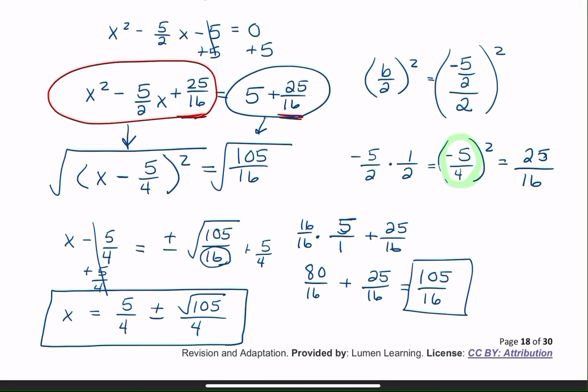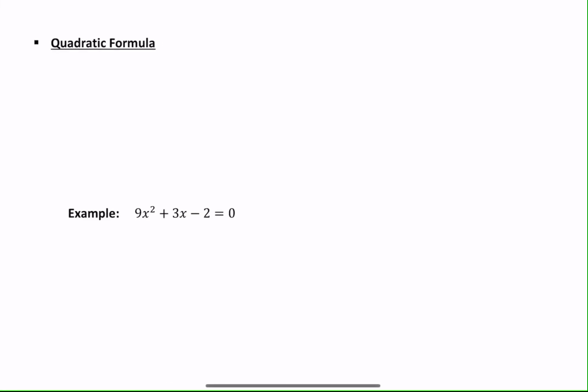I think you might have one problem on completing the square in your homework. I probably will not put one of those on the test, but I just thought I'd show it to you so you know how you can complete the square. It's also what is used to derive the quadratic formula, which is what you will use a lot. So it's where the quadratic formula comes from. But I'll put that in the next video. We'll solve quadratics using the quadratic formula.